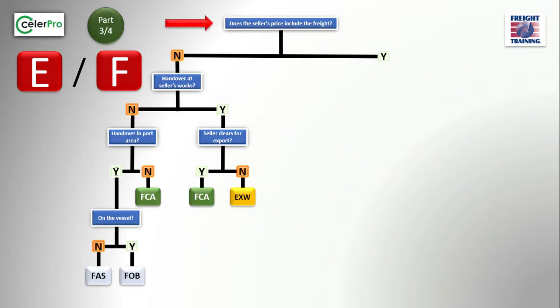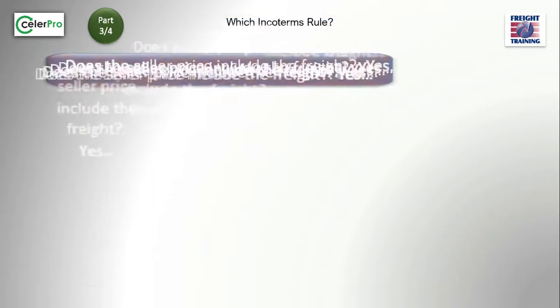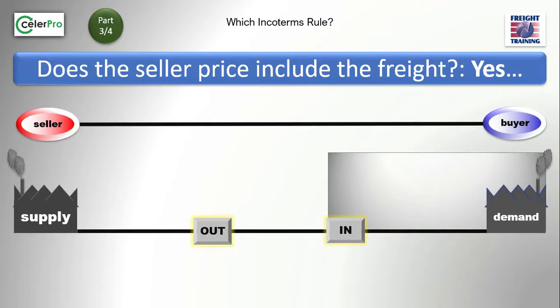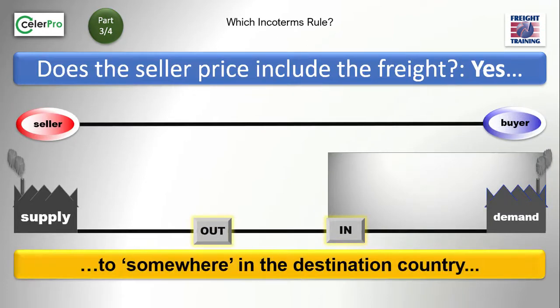These two groups indicate that the seller is not responsible for the risk and cost of the international carriage or freight, the buyer is. But now we move on to those models where the seller pays the freight and builds this cost into their selling price. In this diagram, the seller's price ends somewhere in the buyer's country.